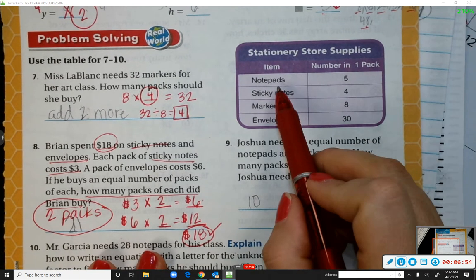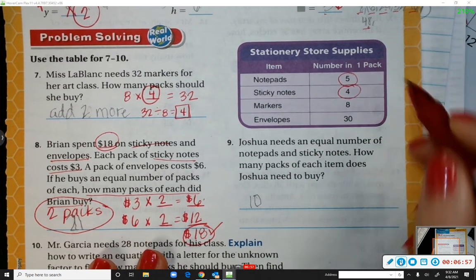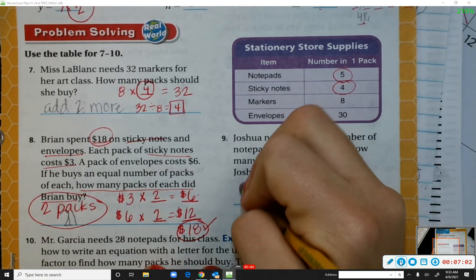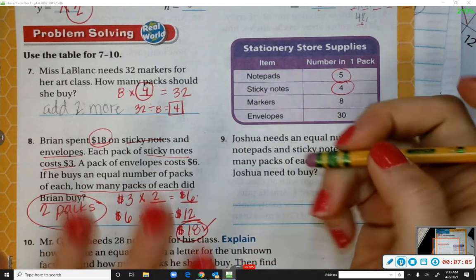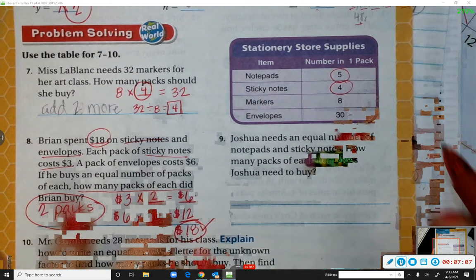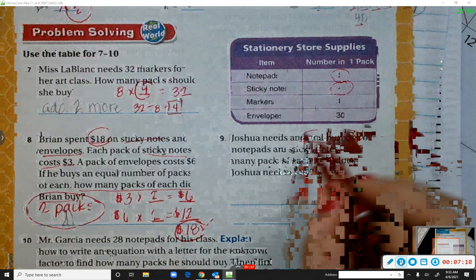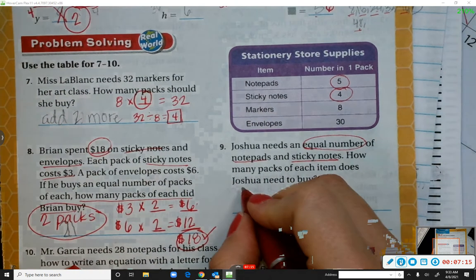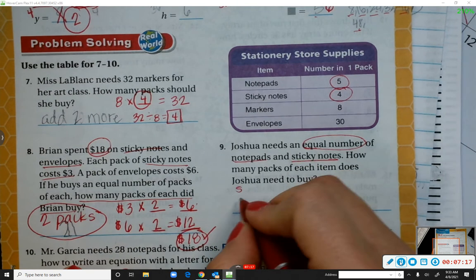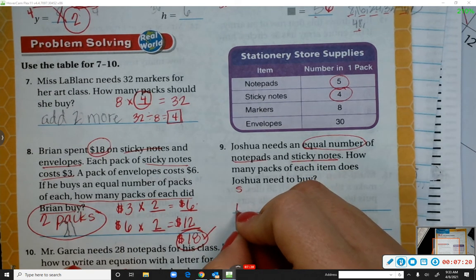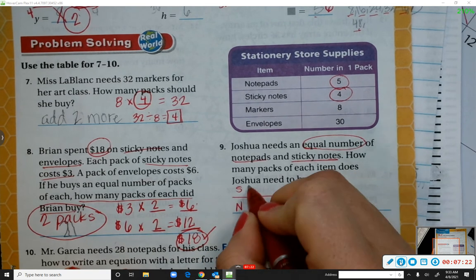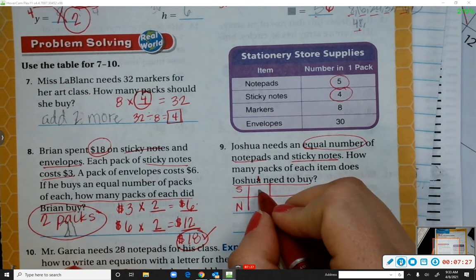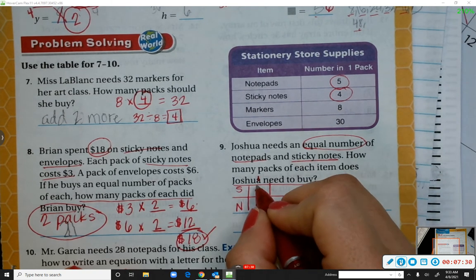Okay, so here's notepads and sticky notes. So you had to kind of set up a pattern and see when do they become equal, because Joshua needs an equal number of notepads and sticky notes. Okay? So if he buys, here we'll set up a table. So sticky notes and notepads. If he buys one pack of both, he has 5 and 4, right? Or 4 and 5.